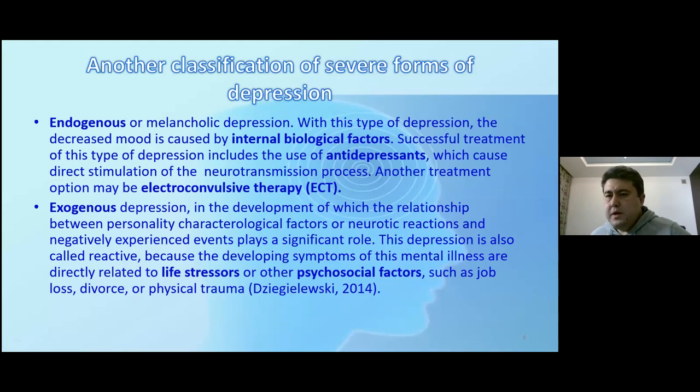Another well-known classification of depression is characterized by the source of depression. For example, in endogenous depression, depression is caused by endogenous factors such as disturbance of the neurotransmission process. In the treatment of this type of depression, antidepressants can be used. It is the most effective therapy in this type of depression. When antidepressants are not effective enough, another option may be electroconvulsive therapy.